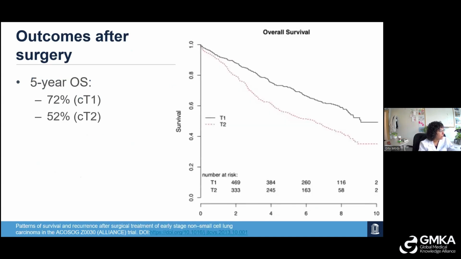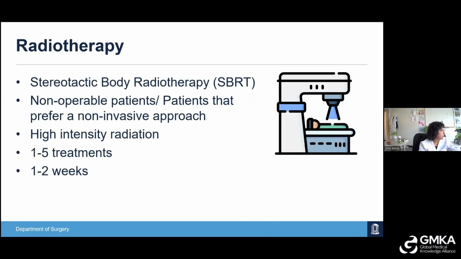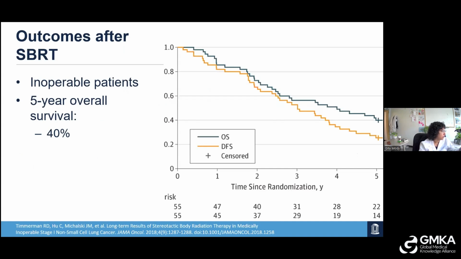Outcomes after surgery, again, this is aggregated. I think we already looked at the outcomes. This was from an Alliance trial and would differ based on T stage. Comparing to radiotherapy is hard because usually patients that are selected for radiotherapy are non-operable. There have been trials to bring in operable patients, but they don't accrue very well because generally patients want to go with the gold standard of surgery.